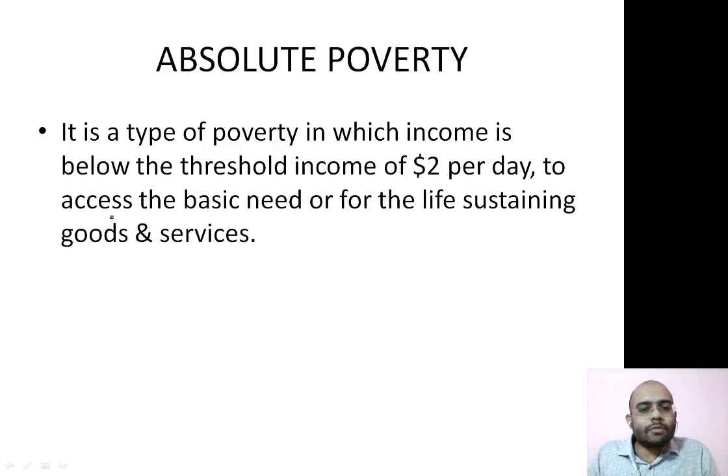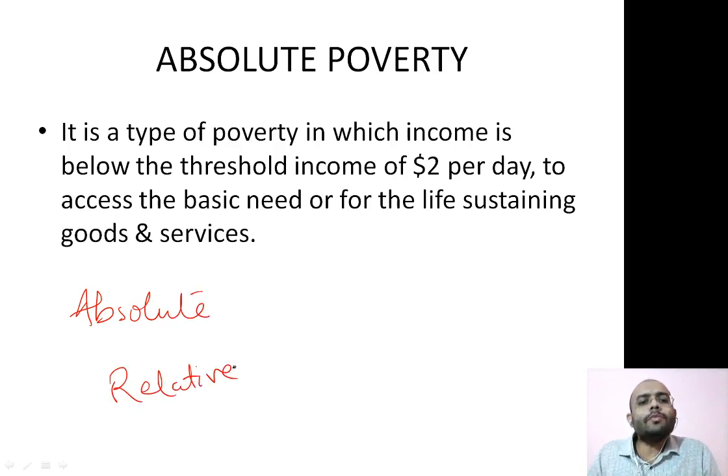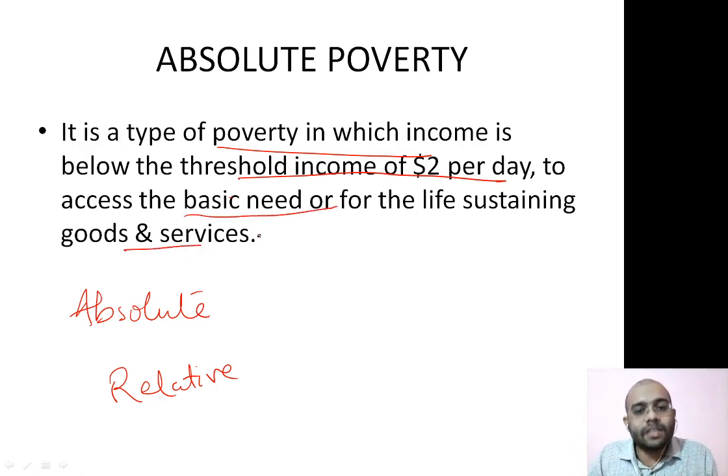So there are two types of poverty. One is absolute poverty, another one is your relative poverty. So what is absolute poverty? Absolute poverty is a type of poverty in which income is below the threshold income of $2 per day to access the basic need or the life sustaining goods and services.